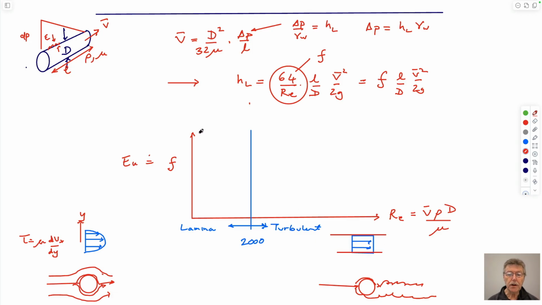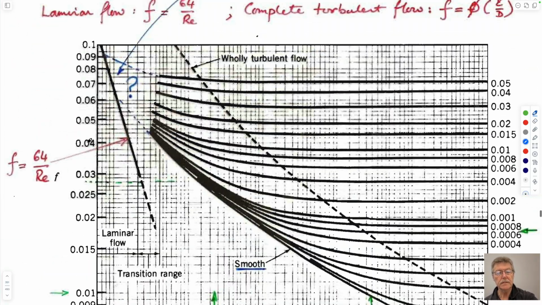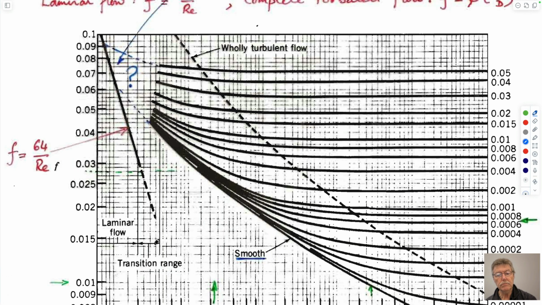So this Moody chart, this is in the turbulent regime. Friction factor is equal to C over Re, and for a circular pipe, it turns out that C is equal to 64. As you look at this, it's exactly this. And you have these regions: laminar flow, transitional flow, and turbulent flow.